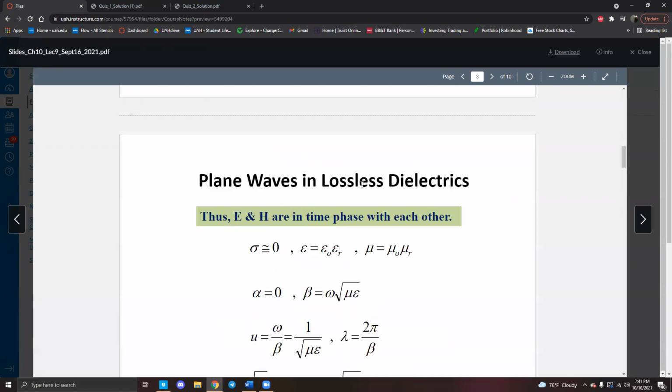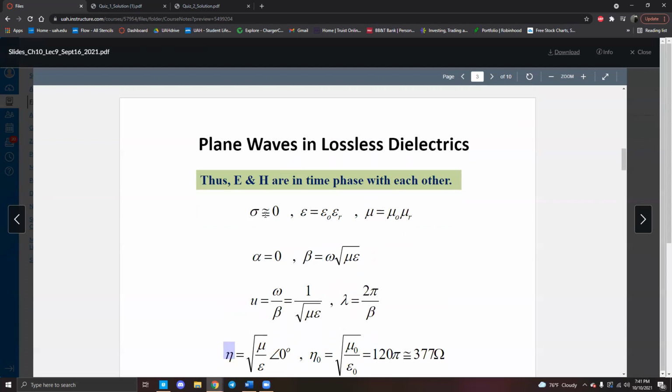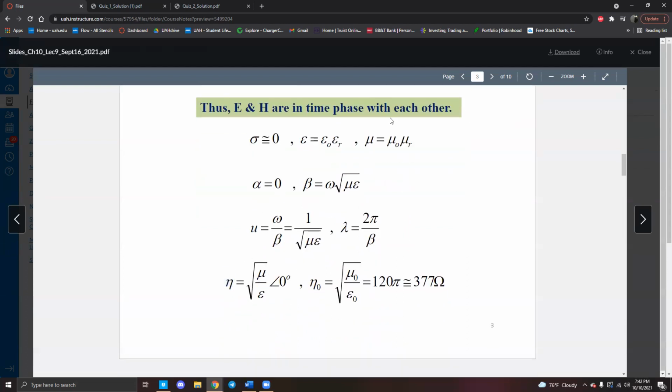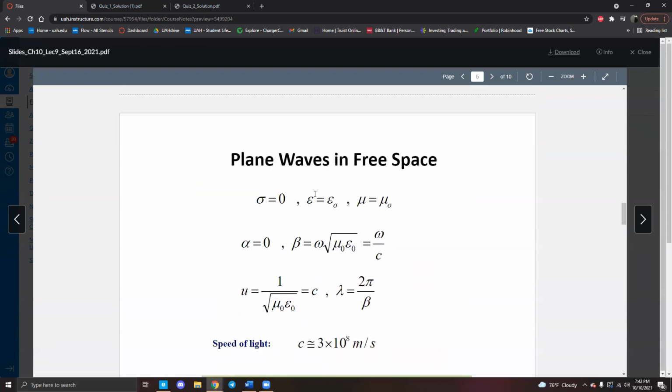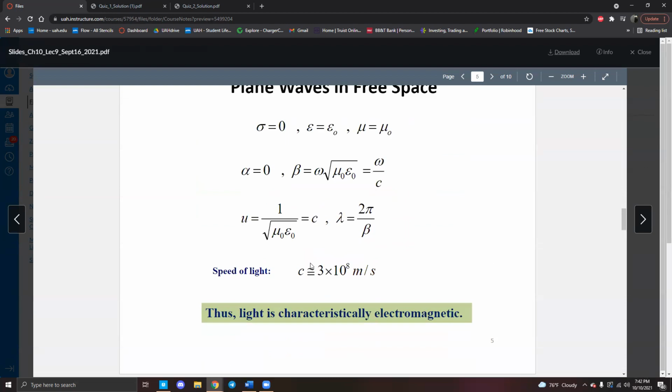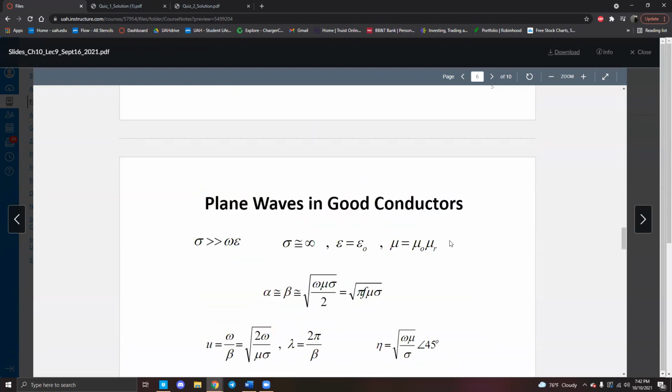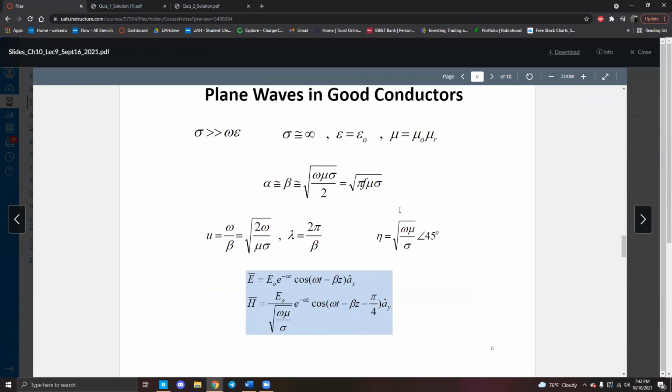Now, this is the lossless dielectrics, which means here's all your cases. I wrote most of these in the formula sheet. Down here, everyone's favorite relationship. Don't get your directions wrong. If you get your directions wrong, you deserve a 0. We have free space conditions, good conductor conditions.